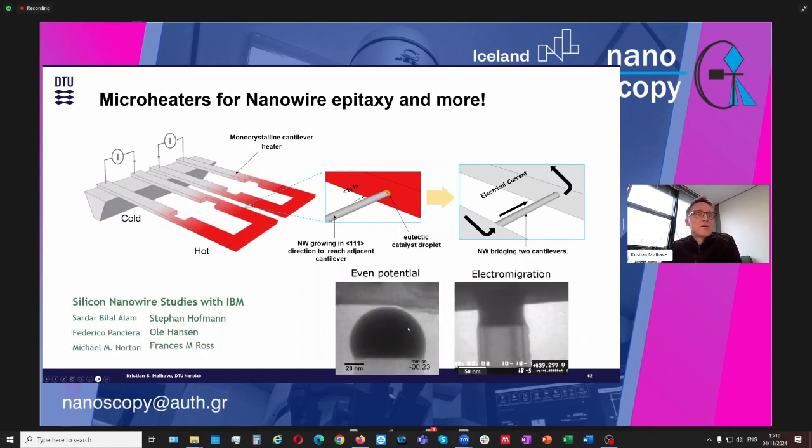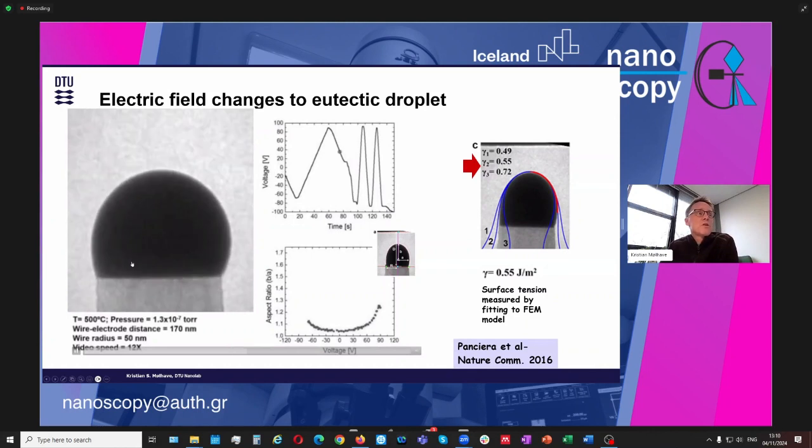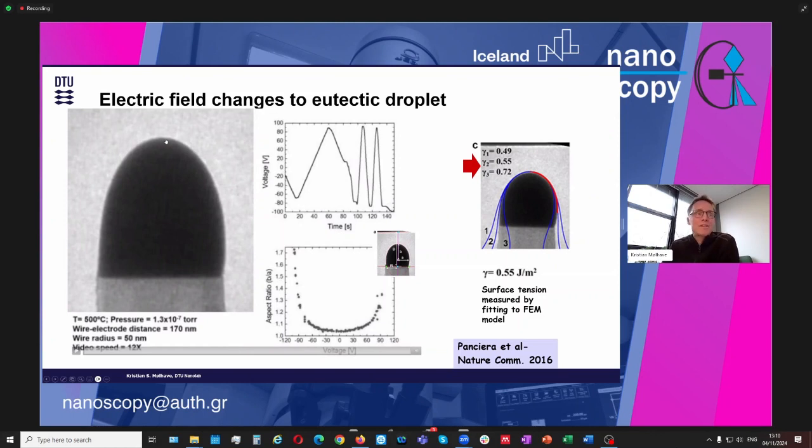You can, for instance, if you have even potential, see how the droplet wets the opposing cantilever and then grows a solid connection of silicon between the two cantilevers. Or we can start applying a current and migrate the gold away and change geometries of the contact point. There's so many fun things you could do in this system. And another thing, just before contacting the opposing cantilever, you can apply an electrical field and perturb the droplet shape. So now we're studying the surface tension of a droplet and the balance of that with the electrical field pulling it from the droplet.